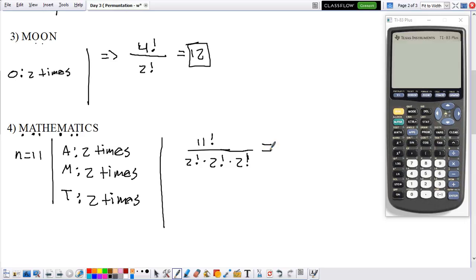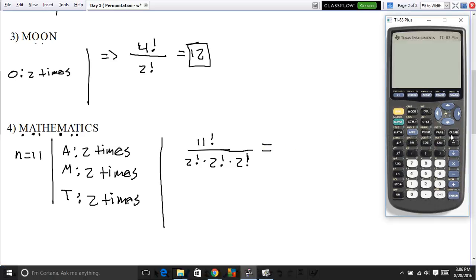So if we do this in the calculator, we have the following. Okay, turn this on. So we've got 11 factorial divided by, there's more than 1 factorial in the denominator, so open a parenthesis. So that's 2 factorial times another 2 factorial times 2 factorial again. Notice that this is what we wanted. Press enter.